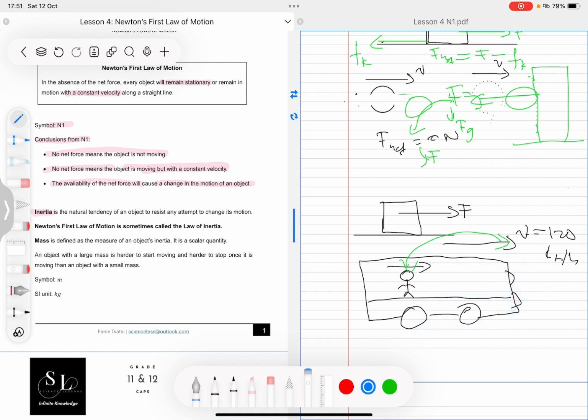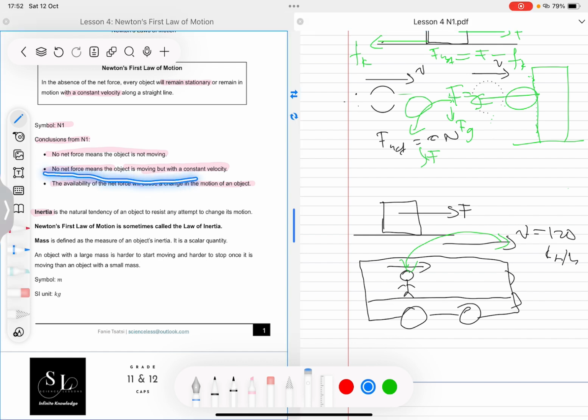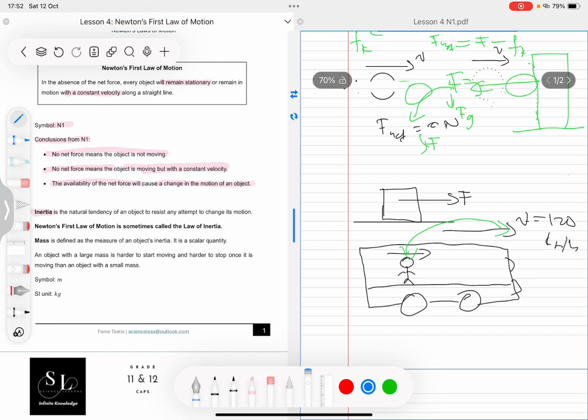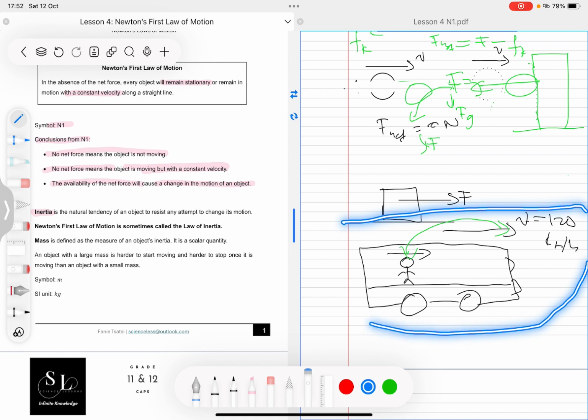But now when that happens, your body wants to remain in this motion of moving at a constant speed of 120 kilometers per hour of that bus, right? That is similar to the second condition of Newton's first law, where we say, look, if there is no net force, because when we are moving here with a constant velocity of 120, there is no net force. The net force comes when we're hitting the brakes, right? It goes in that direction, stopping the bus.